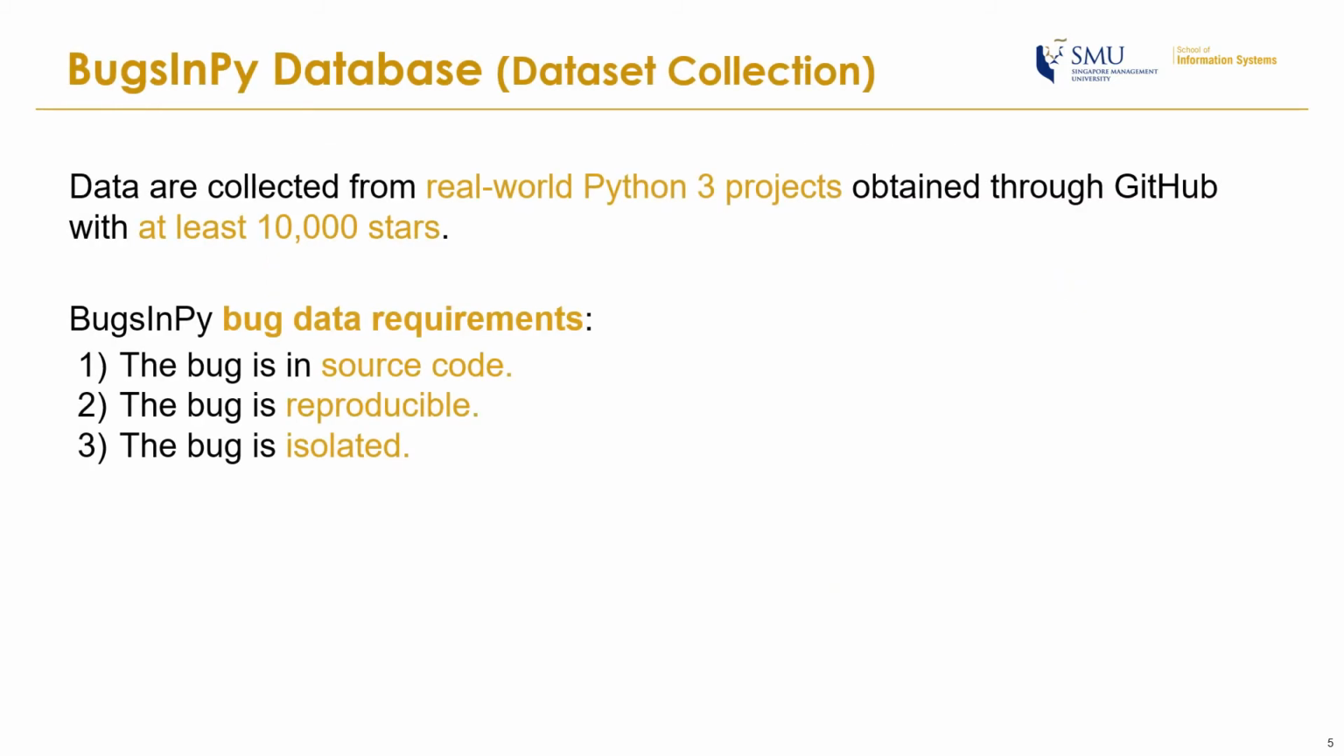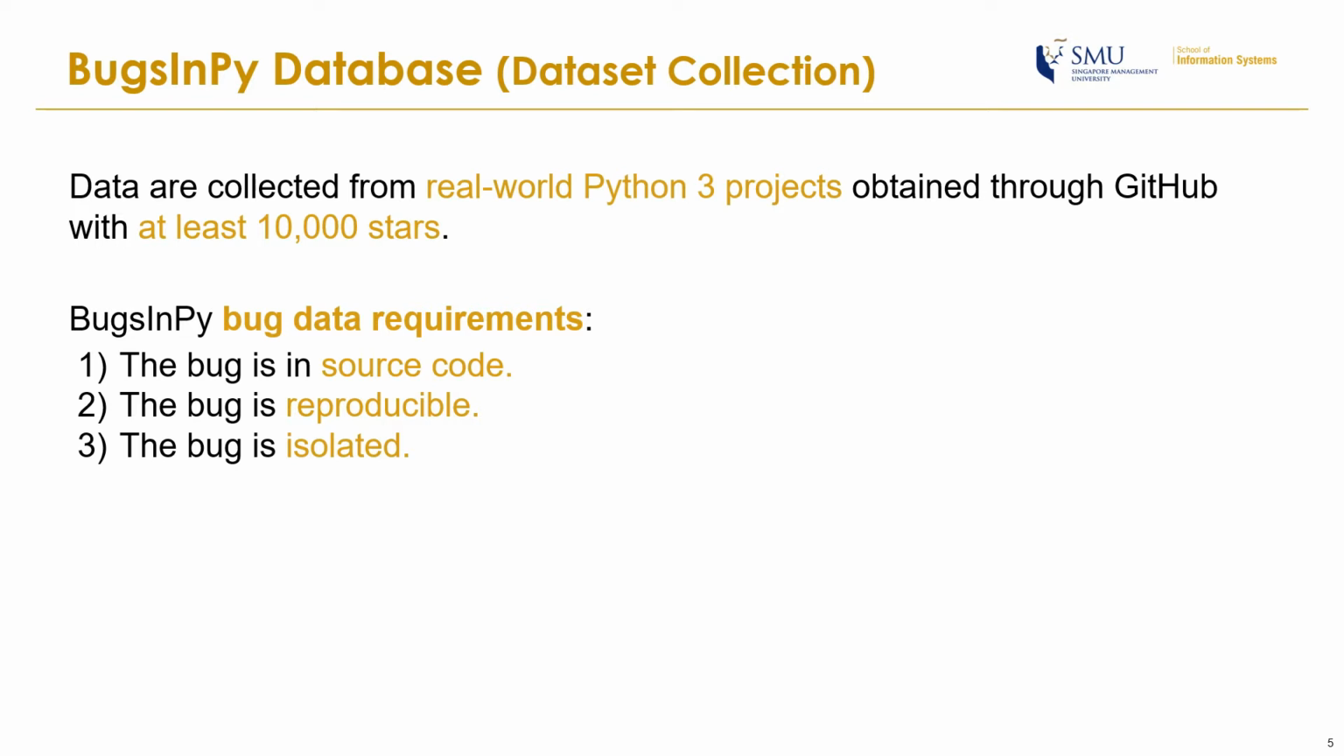Bug data in BugsInPy are collected from real-world Python 3 projects on GitHub that have at least 10,000 stars. There are several requirements for bugs in BugsInPy. The bug is in source code. That means we include only bug fixes that involve changes in source code and exclude those that change configurations, build scripts, documentation, and test cases.